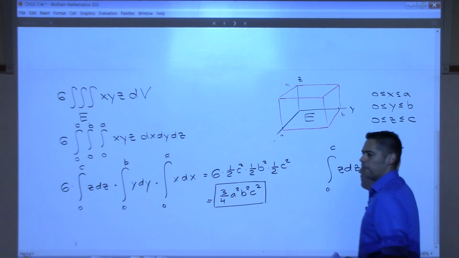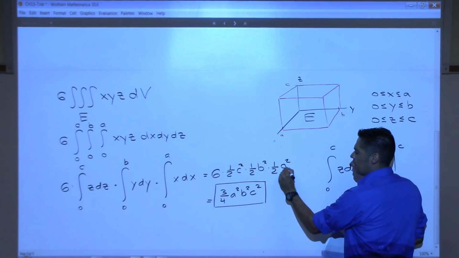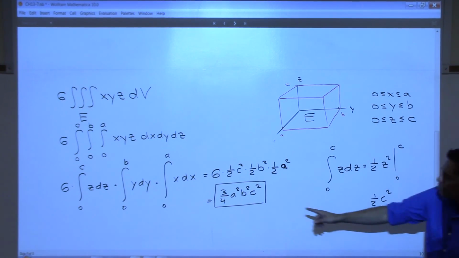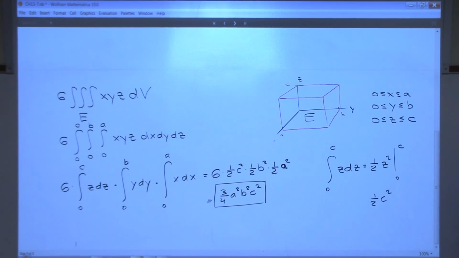That's it. Understand? Any questions? Yes, this last one, thank you, should be an A. Appreciate that. Because my last integral is with respect to x, so that should have been a squared. No questions?